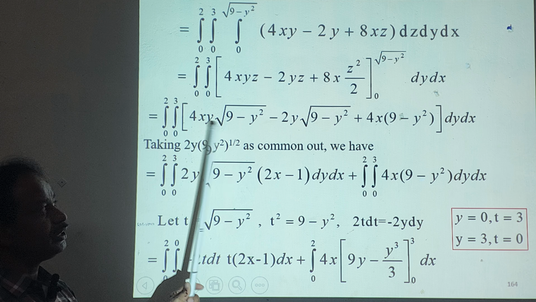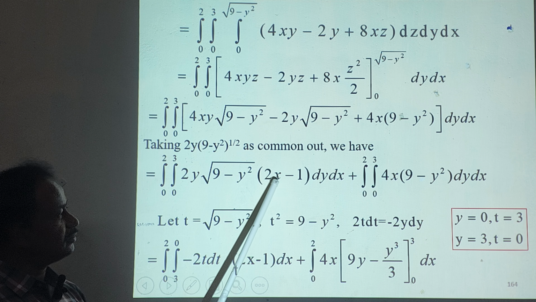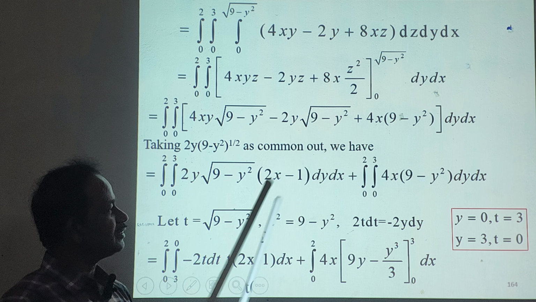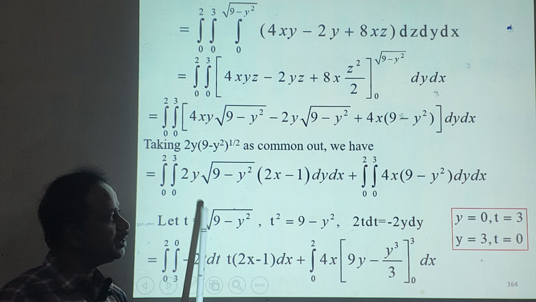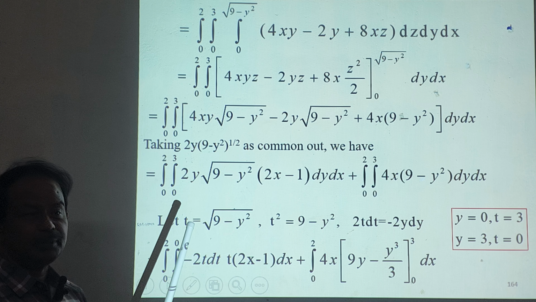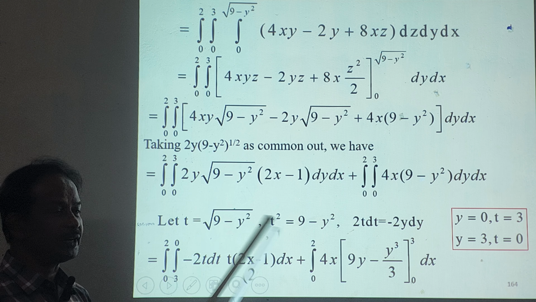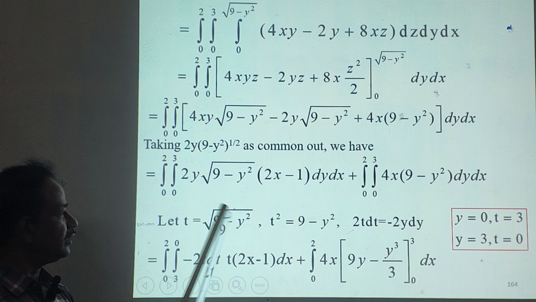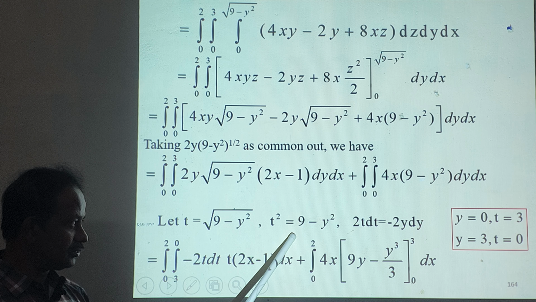The remaining term will be 2x minus 1, dy dx, and here it is as it is. Now we are going to integrate with parametric form. This is called a parametric equation. So let t equal root of 9 minus y squared. So t squared will be 9 minus y squared.